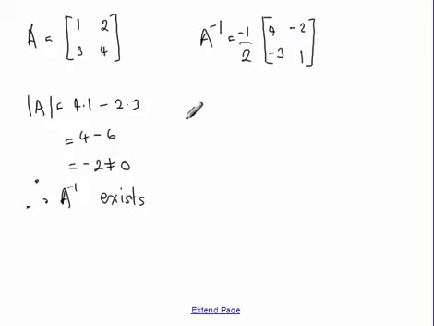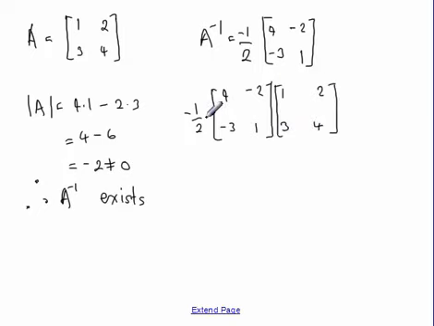Let's multiply these two. Minus half can remain outside there. And you multiply there: 4, minus 2, minus 3, 1, then multiplied by 1, 2, 3, 4. This we're going to do at the end, altogether. First of all, let's multiply the matrices. So we're going to have half here, minus half.